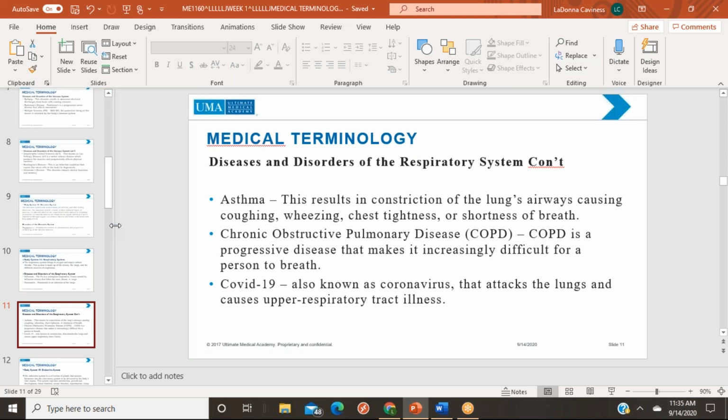Here's another classic respiratory disease, asthma. This results in constriction of the lung airway, causing cough, wheezing, chest tightness, or shortness of breath. Here's another one, chronic obstructive pulmonary disease. COPD is a progressive disease that makes it increasingly difficult for a person to breathe. And we're familiar with this one, COVID-19, also known as coronavirus. It attacks the lungs and causes upper respiratory tract illnesses.